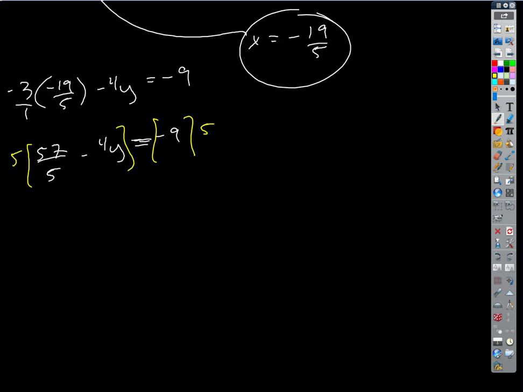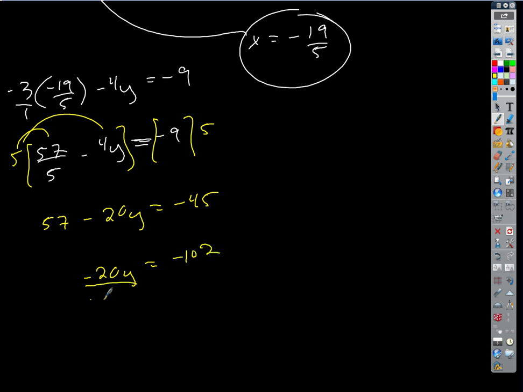So if I do that, those cancel. I get 57 minus 20y equals negative 45. Now that's easy. I'm just going to subtract 57. So that's going to give me negative 102. And I'm going to divide each side by negative 20.